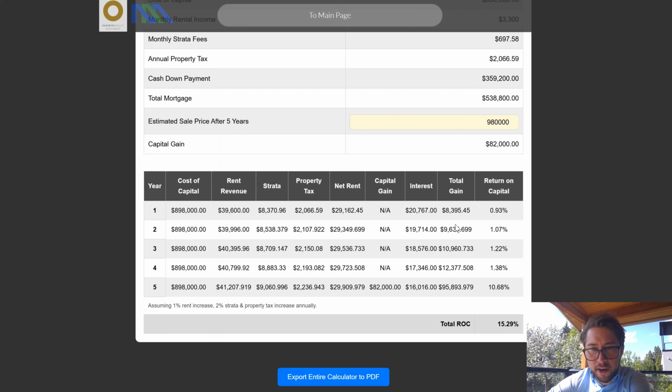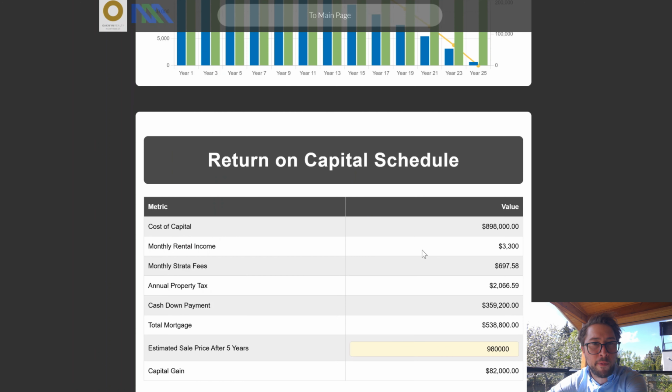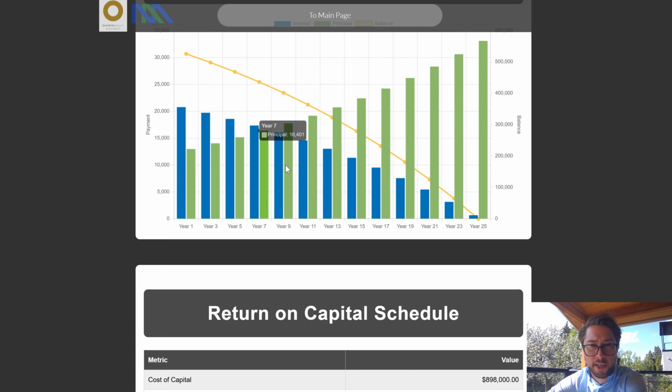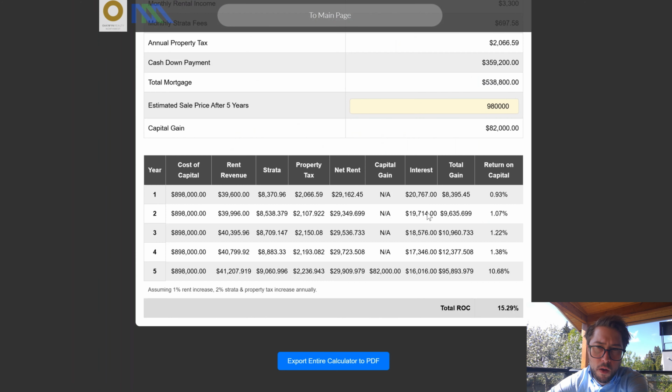So each year it goes up because you're paying less interest and more is going to your principal. It's actually pretty cool. I have this interest taken out of the amort schedule, so you get the actual interest you're paying out each year. So your return on capital goes up every year, and on the 5th year, if you do decide to sell it, you have your projected estimated sale, and that goes into your ROC. So if you hold this for 5 years, you actually get a pretty good return, about 15%, which is really good.